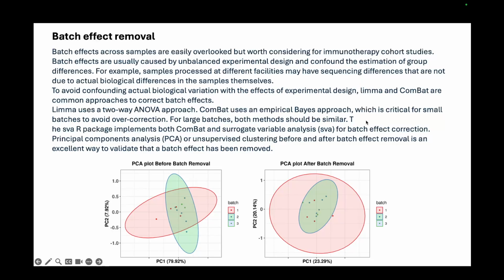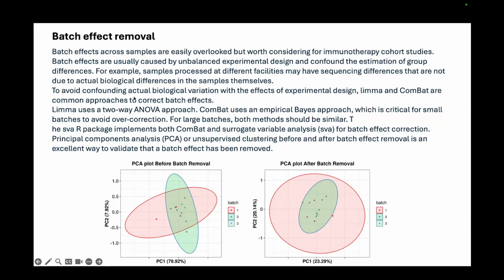limma is a very widely used package in RNA sequencing; you will see it in different tutorials, GitHub workflows, and everything. These are used to correct batch effects. They are standard linear models or statistical models where we model for this particular set of differences. It uses a two-way ANOVA approach.